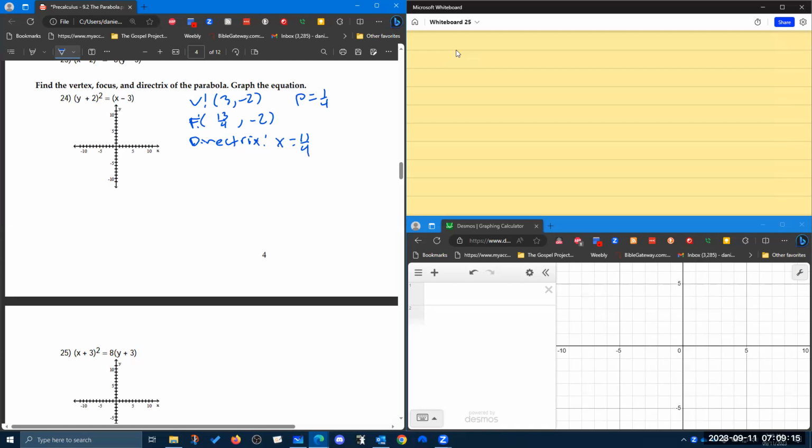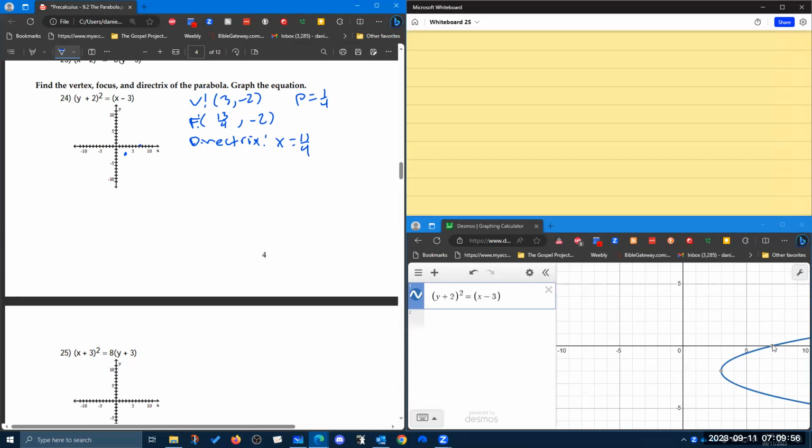Now those aren't going to be very easy to graph here because I've got it split up by ones. So let's use the vertex at (3, -2), and let's look for an additional point over here. Maybe an intercept or something like that. (y + 2)² = x - 3. We see that we've got a nice x-intercept over there at (7, 0). So 5, 6, 7, 0.